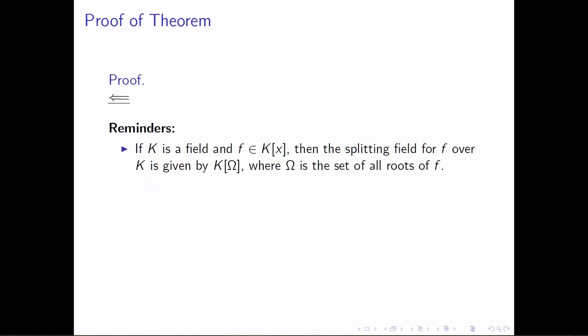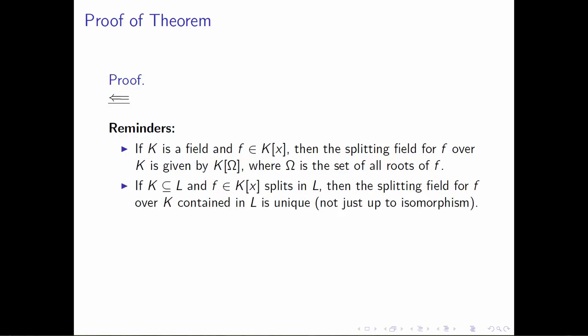For the other direction, I just want to do two little reminders before we start on the proof that will hopefully clarify things for you, because this is the hard direction. So I want you to remember that if K is a field and f is a polynomial in K adjoined X, then the splitting field for little f over K is given by K adjoined omega, where omega is the set of all roots for f. So one way that we can build the splitting field for a polynomial, at least in perhaps an unhelpful way, is we can take the ground field we're working with and just adjoin all the roots to it and look at the smallest field generated by that, and that is the splitting field for little f over the ground field.